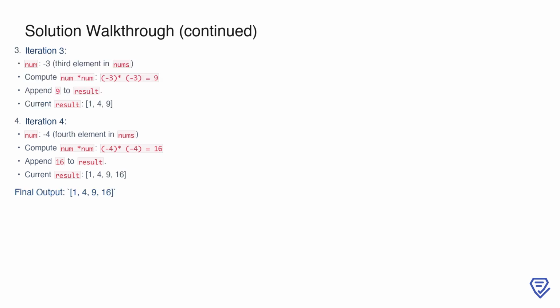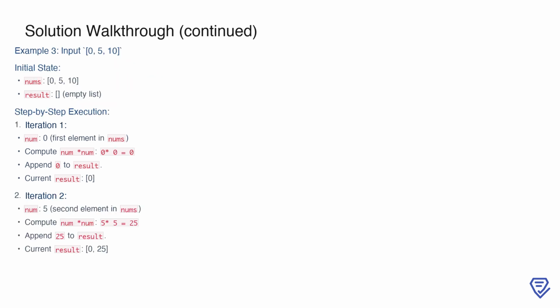Continuing with the third iteration, the number is -3. Calculating its square gives -3 * -3 equals 9. We append this value to the result, resulting in 1, 4, 9. In the fourth iteration, the final number is -4. Its square, -4 * -4 equals 16. Adding this to the result list gives 1, 4, 9, 16. The process ends here, and the final output for this example is 1, 4, 9, 16.